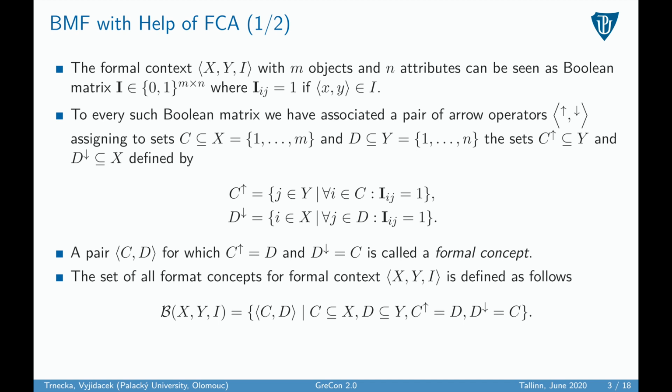Using these arrow operators, we can define formal concept. Let's take sets C and D, and if C arrow up is equal to D and D arrow down is equal to C, then we say that tuple CD is a formal concept. The set of all formal concepts for a formal context is the set of tuples CD which satisfy the definition of formal concept.